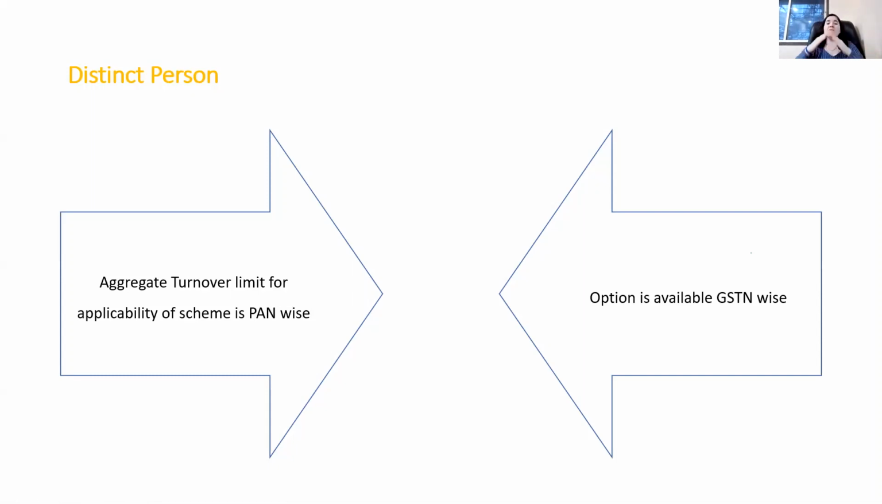the turnover of the company is below 5 crore for all the branches, but the company can opt for that. For 2 branches, the company can opt for the scheme, and for the remaining 3 branches, they can file GSTR 3B and GSTR 1 in the normal scheme also. So this option is available. One can say the limit has to be checked PAN basis, but the option of the QRMP scheme can be opted branch wise.